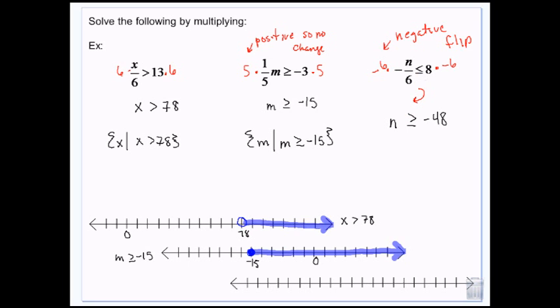Same thing. Okay, set builder notation, and we're going to graph it. These ended up being greater than, and greater than or equal to negative 48. So I'm going to say this is 0, and this is negative 48. Open or closed circle? Closed circle, and shade this way.